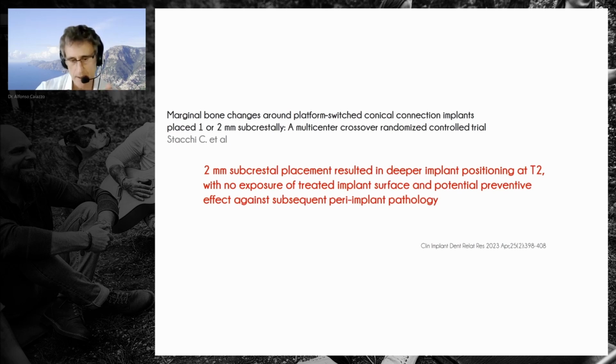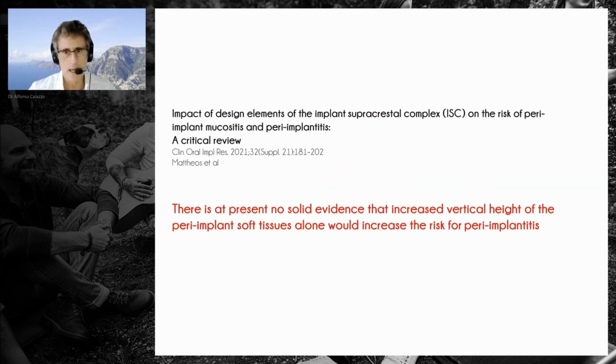And they were placing the implants 1 or 2 millimeters subcrestal. And they've seen that a 2 millimeter subcrestal placed implant will show less thread exposure, or no thread exposure. So this could be a prevention against subsequent peri-implant pathology. So now we've seen that subcrestal placement and a longer abutment will help to maintain the bone, according to the literature and the systematic review.